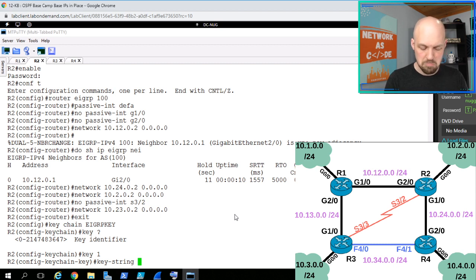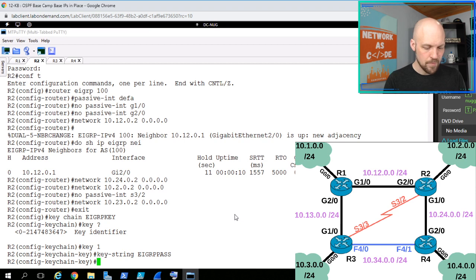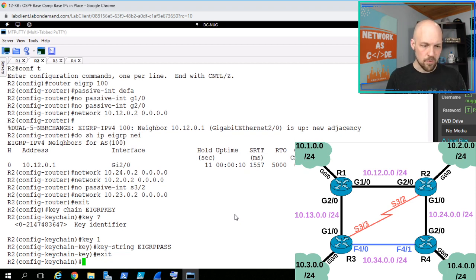So let's just call this, I don't know, EIGRP. I already called the keychain EIGRP. We'll say EIGRP pass. How about that? All right. We're not going to configure expiration or anything like that. So we've configured our keychain now. And by the way, keychains are used by more than EIGRP. We can use keychains for, well, I'm trying to think of what else uses keychains. There's a lot that uses it, and I'm blanking. So chime into the chat if you know something that uses keychains.